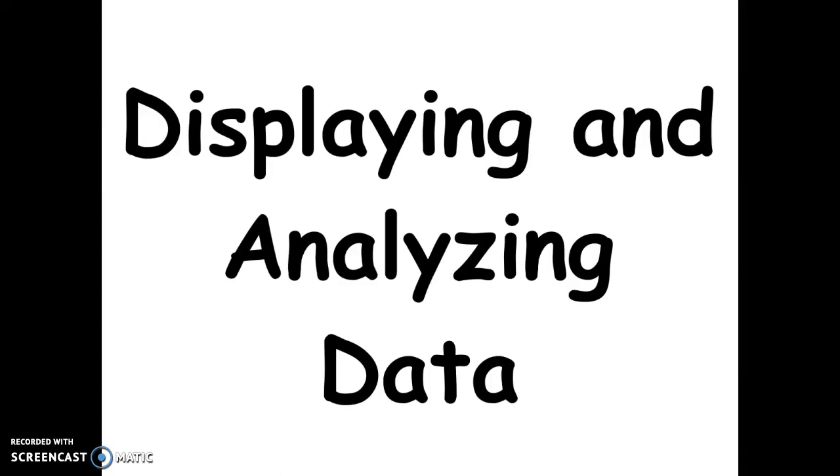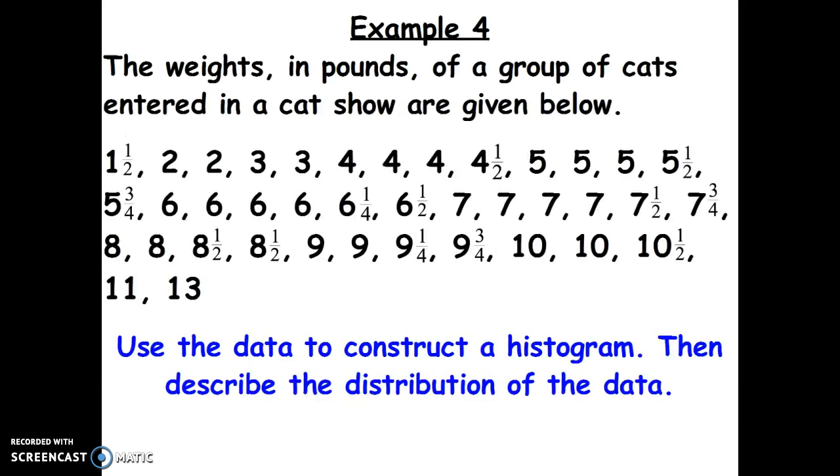Displaying and analyzing data, part 2. Example 4. The weights in pounds of a group of cats entered in a cat show are given below. Use the data to construct a histogram, then describe the distribution of the data.